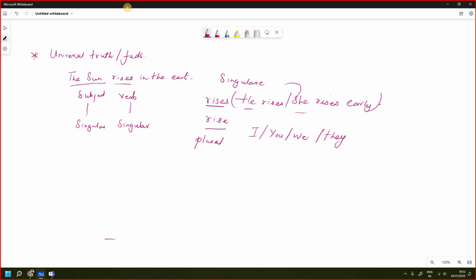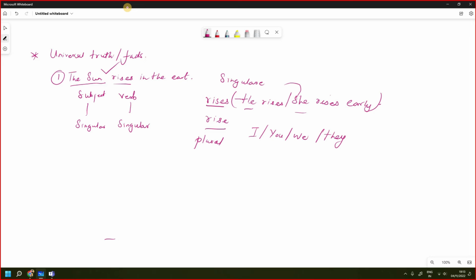Here, the sun is only one thing that we are talking about. The sun is one, so it is singular, and we're using a singular verb, "rises", because "rises" is singular. So that means subject and verb agreement is correct. There's no problem. Like this you have to understand. One important thing to understand is that simple present tense is used for universal truth and facts. It talks about things which don't change.